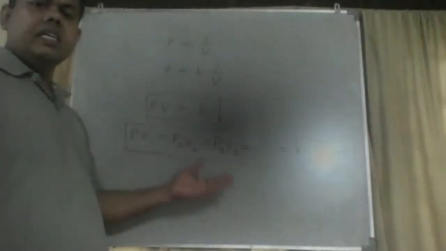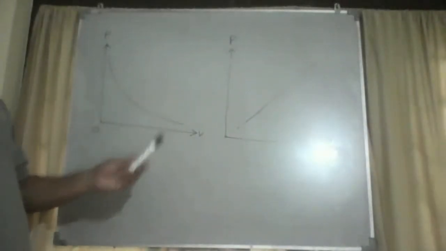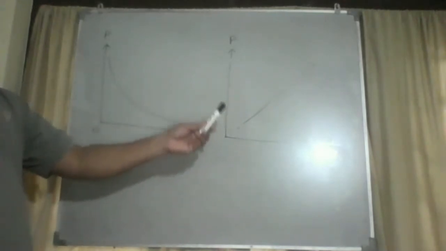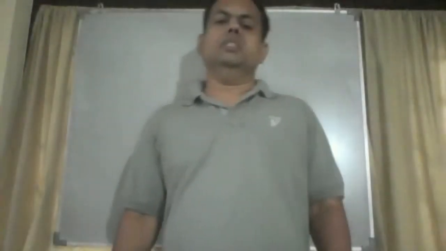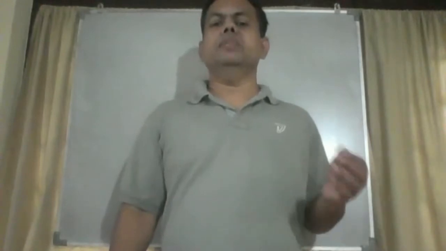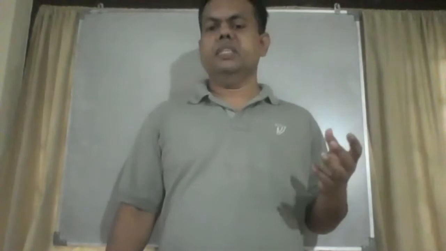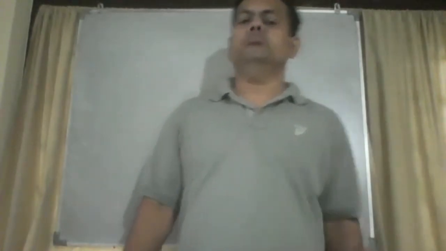The relationship PV equals K can be graphically represented as follows. The graph of P against V is a rectangular hyperbola. The graph of P against 1 over V is a straight line through origin. Here comes the experiment: determination of the atmospheric pressure using coil tip.